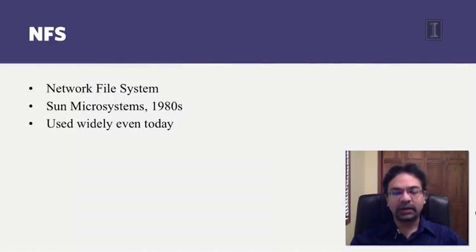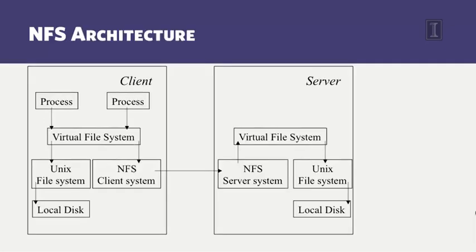It's the Network File System. It was developed by Sun Microsystems in the 1980s, and it continues to be used widely even today, both in clusters, data centers, as well as in smaller scale clusters. So here is what the NFS architecture looks like, and then I'll play it out in more detail over the next few slides. You have the server machine, of course, and then you have multiple client machines. On the client machines, there might be multiple processes that are trying to access files.